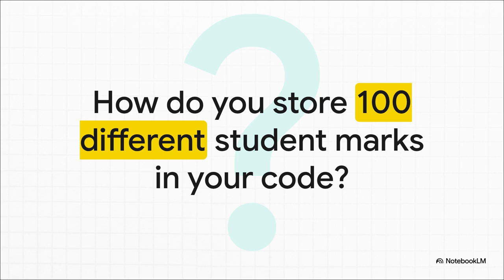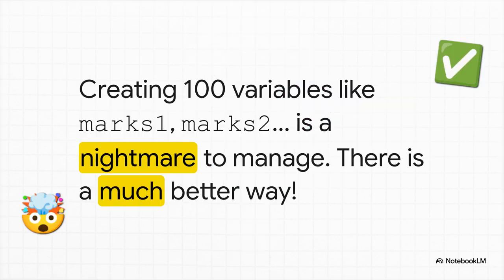Let's say you're a teacher and you need to store the test scores for a whole class of, say, 100 students. How would you even begin to handle that in your code? I mean, you could create 100 different variables, marks 1, marks 2, marks 3, but you can probably imagine what an absolute nightmare that would be to manage. Well, this is exactly where Python's collection types come to the rescue, and we're starting with the most common one.